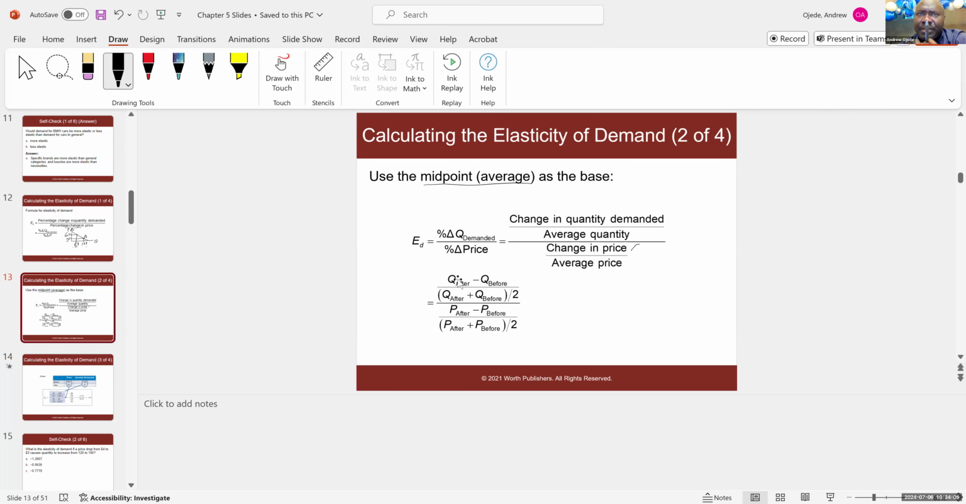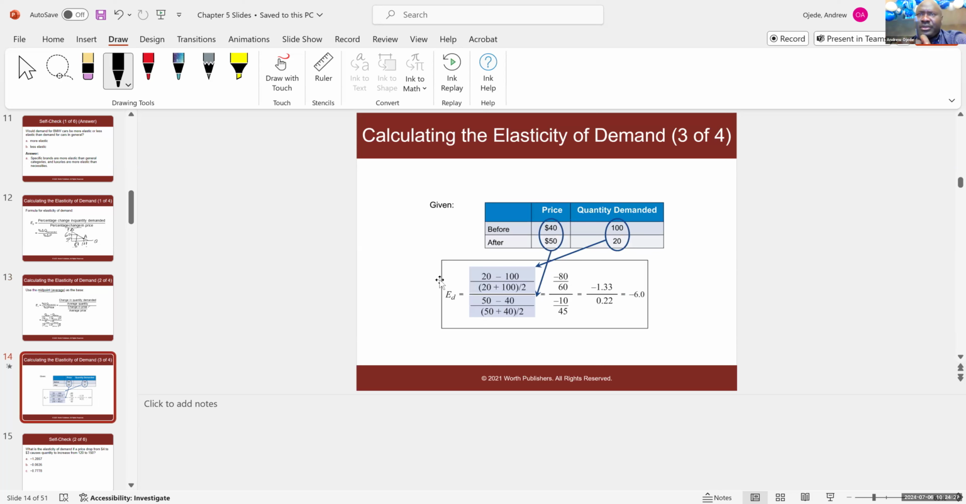Change in quantity, which is going to be quantity after minus quantity before, divided by the average of those two quantities, which is quantity after plus quantity before, divided by 2. That's how you get the average. Then divide by the change in price, which is the price after the change minus the price before the change, divided by the average of those two prices. So if you plug in the numbers correctly, the numerator is going to be 20 minus 100, which is negative 80, divided by 60, since 20 plus 100 divided by 2 is 60. And then here, 50 minus 40 is what?